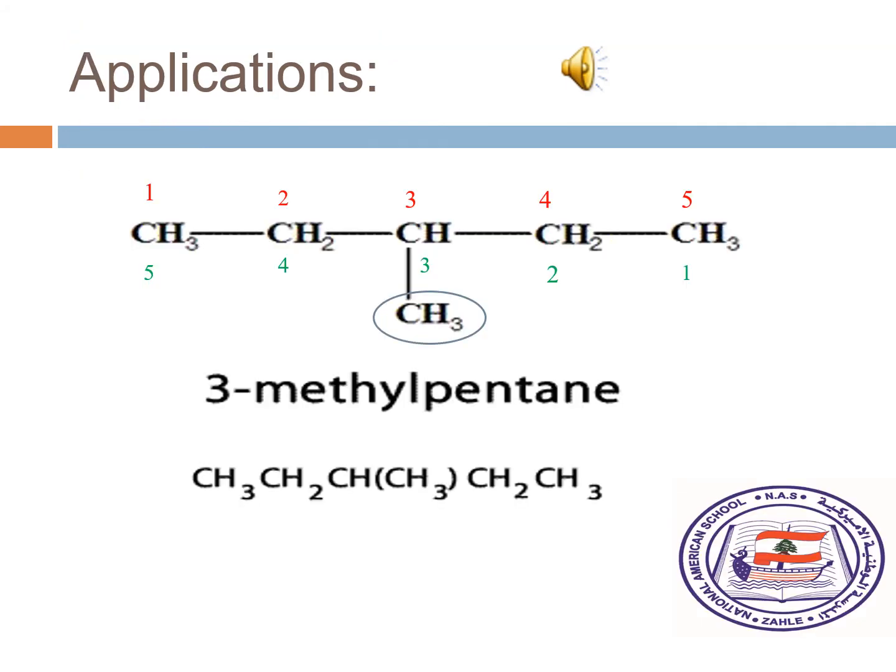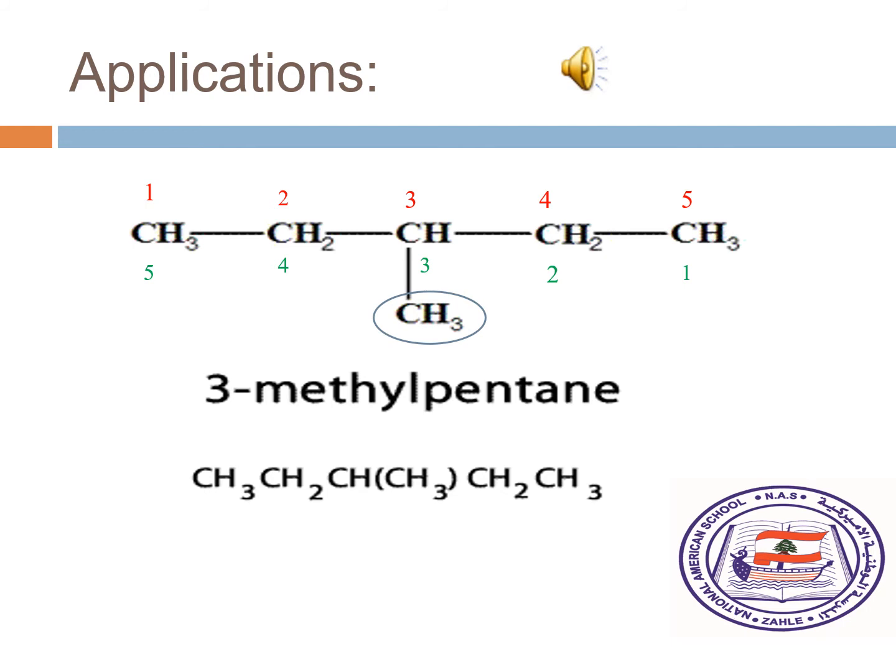Let's start some applications on naming organic compounds, ladies and gentlemen. We have the structure here before us to simply name. The first thing you have to do is locate the longest continuous carbon chain. Now, the longest one in this structure is the one that contains 5 carbons. Next, we need to recognize the branch. On this main chain, we have only one branch, which is an alkyl group by the name of methyl.